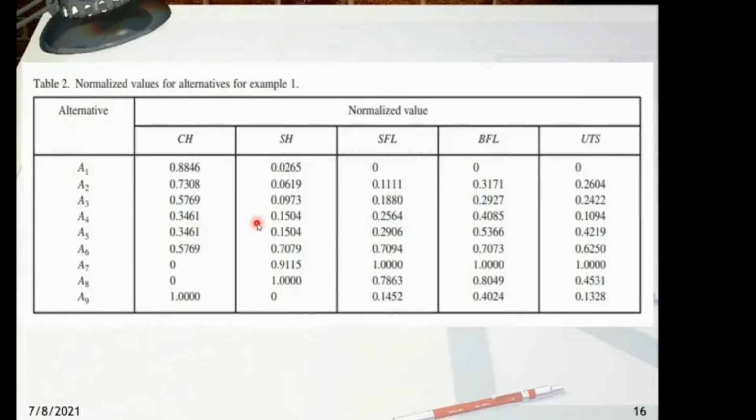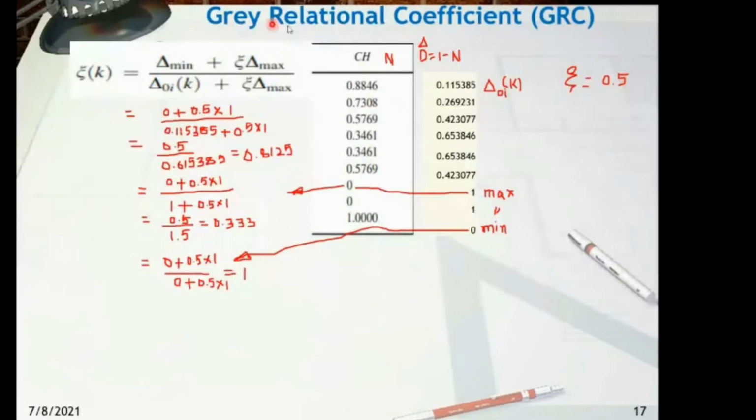Then we have to go for the correlation coefficients. Before calculating the correlation coefficients, you have to go for the deviation sequence, how much they are deviating from the reference value. So you are calculating the grey relational coefficients. The formula is ξ_ik = (Δmin + ζ·Δmax) / (Δ_ik + ζ·Δmax). These are the normalized values shown in the table, and I have not shown the deviation sequence, but for reference I made it here.